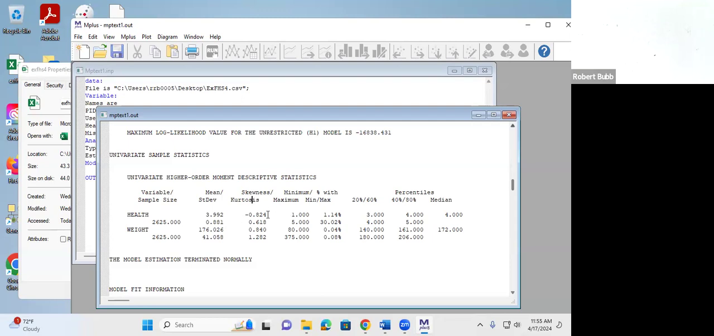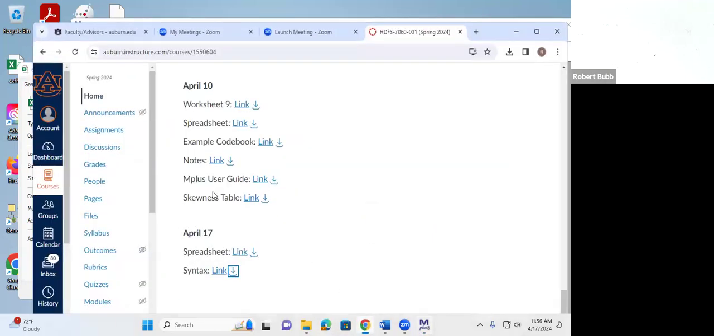All right, so the next one is skewness. Kurtosis works the same way. First one is your skewness value. Second one is your kurtosis value. Now they're not given any standard errors for you to make your comparison. So a skewness table is very helpful here. If you look at our files from last week, there is a skewness table.